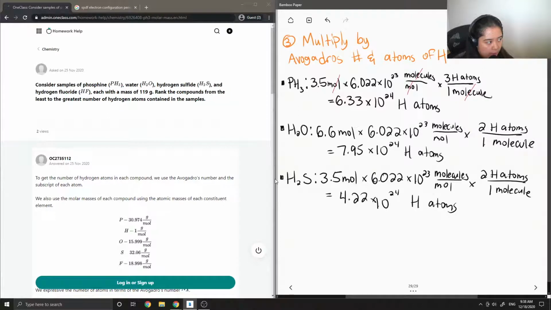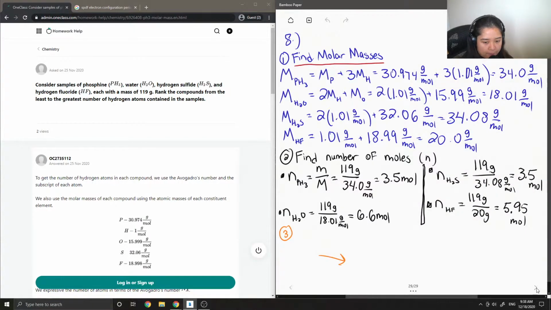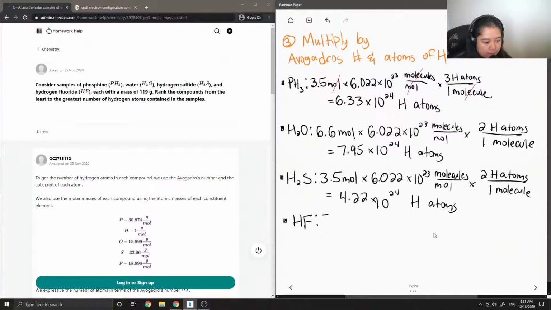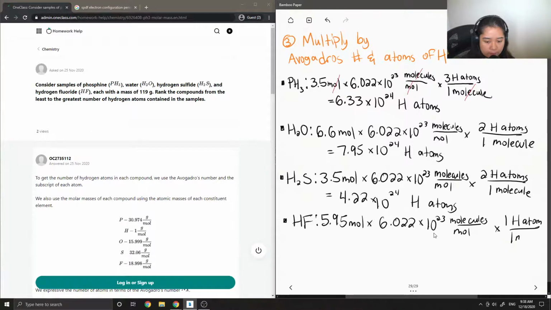And then finally, let's look at hydrogen fluoride. So its number of moles was, I think, 5.95. Yeah. Okay, so we're multiplying by Avogadro's number, molecules per mole. And in hydrogen fluoride, there's only one hydrogen in one molecule. So this gives us the number of atoms to be 3.58 times 10 to the 24.